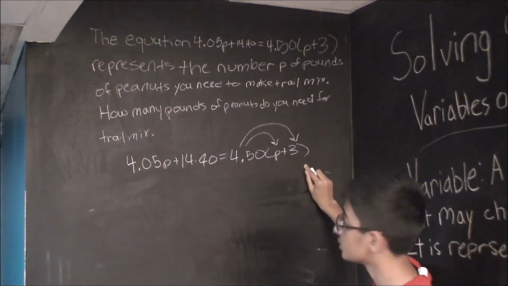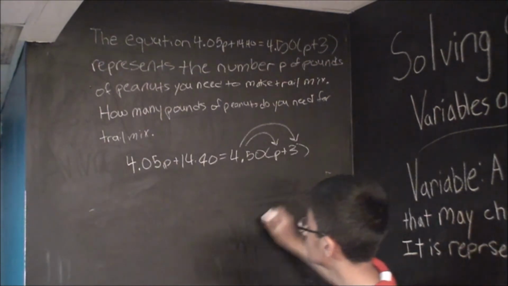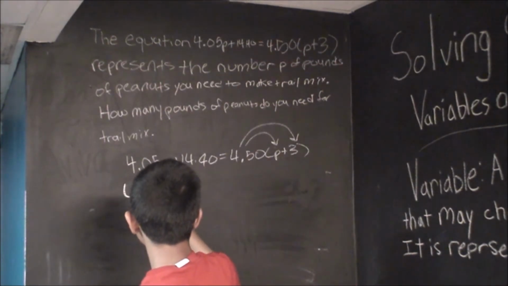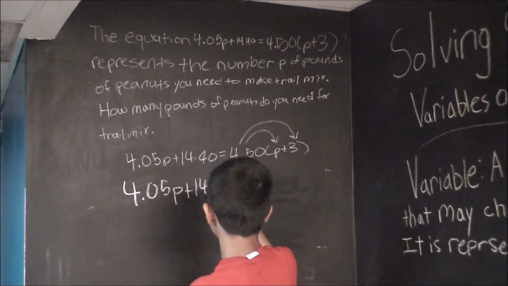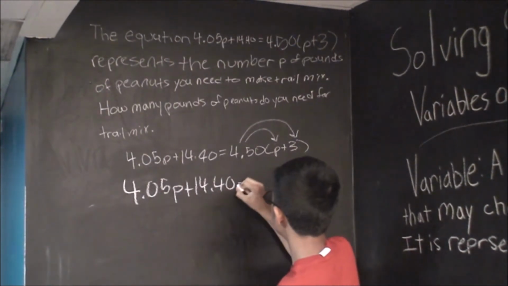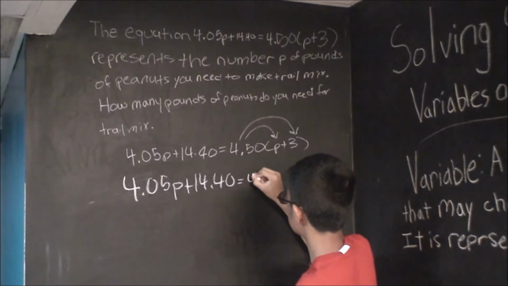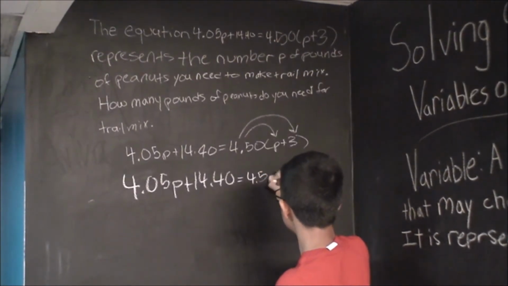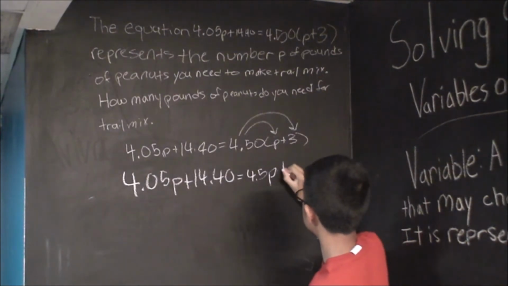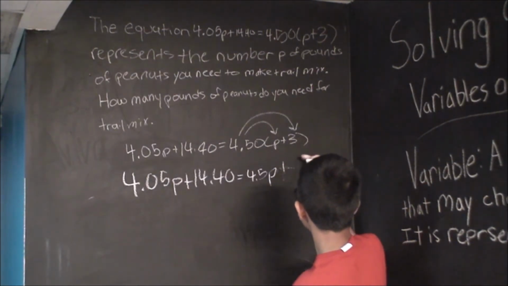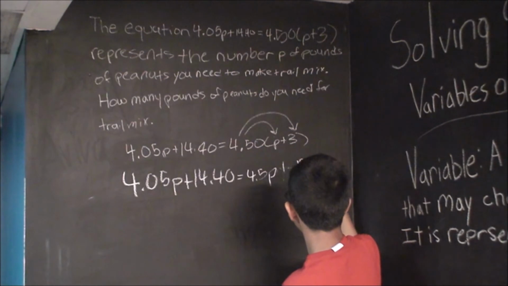Obviously, on one side of the equation, you have the distributive property, so let's do that. 4.05p plus 14.40 equals 4.5 times p, which is 4.5p, and 4.5 times 3, which is 13.5.